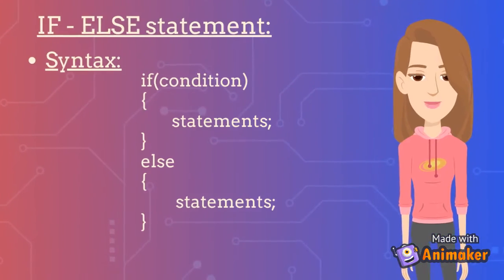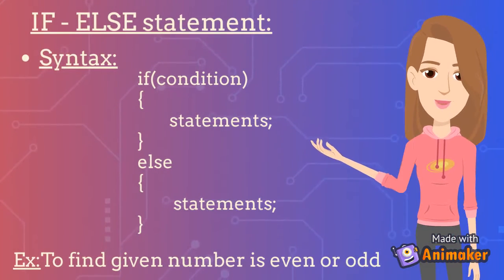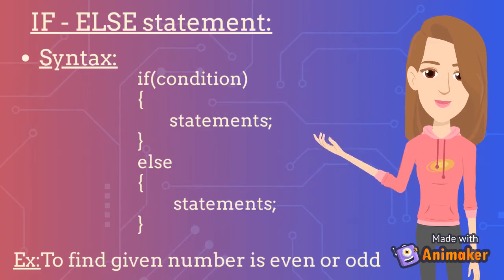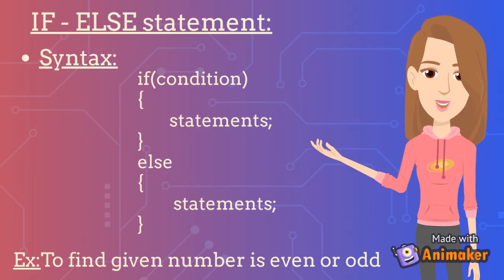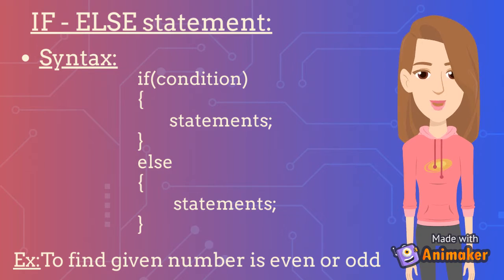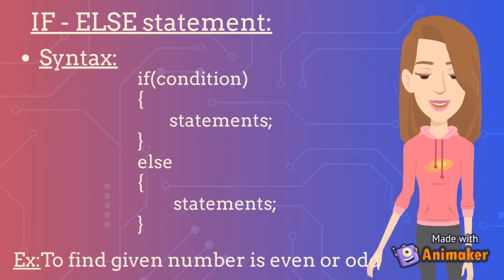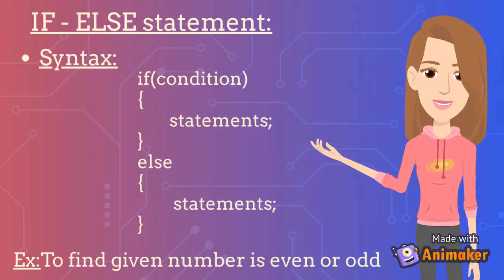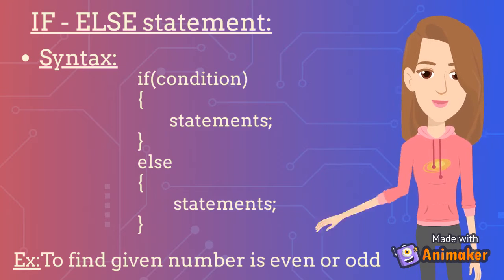For example, if you are asked to find whether the given number is even or odd, then we have to use if else statement. The syntax of if else statement is: the condition is given inside the circular bracket after if, and the statements to be executed are given within the curly brackets. If the condition is false, the statements to be executed are given within the curly brackets opened after else statement. The else statement won't take any condition.